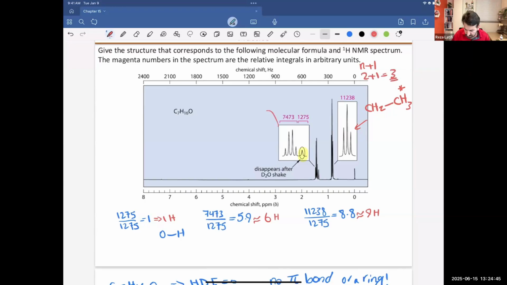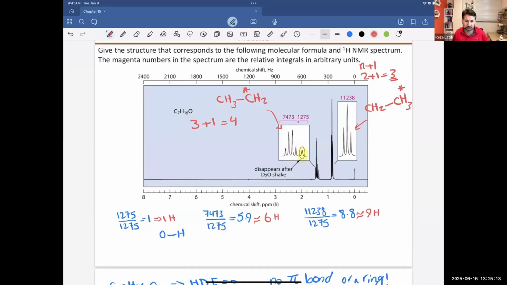Okay, how about this area? That one got split to 4 peaks. So I'm going to say it might be a CH2 that is neighbor to CH3. So we have a neighbor. How many neighbor hydrogens? We have 3 hydrogens plus 1. That's going to give us 4, so it's going to be a quartet. And here you go, I see a quartet.